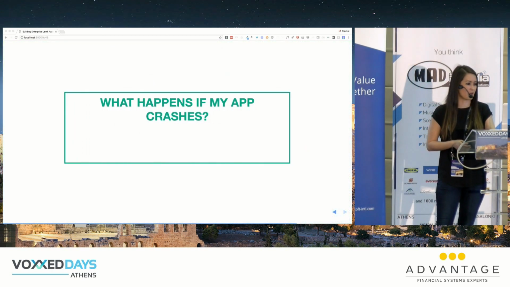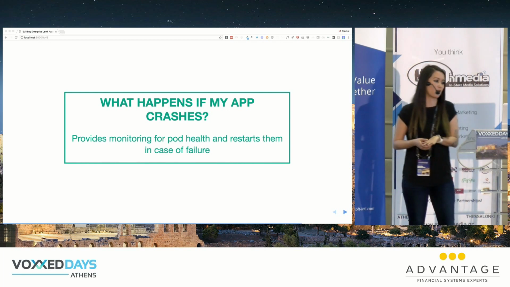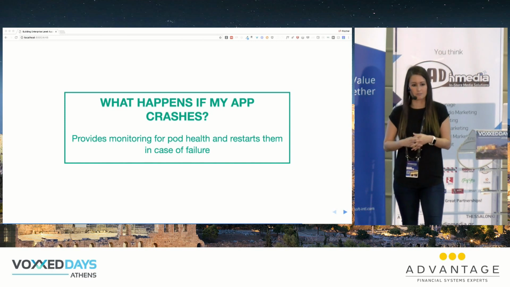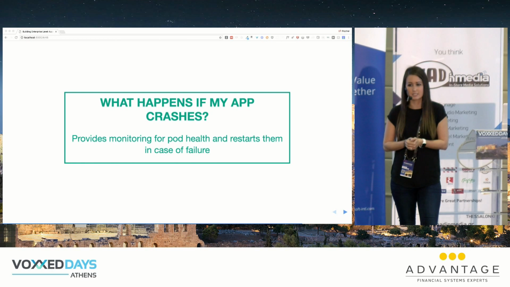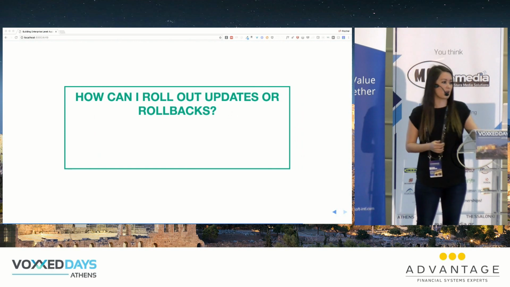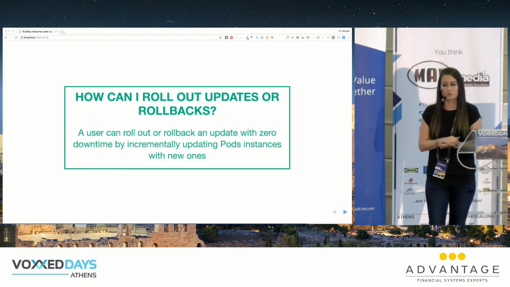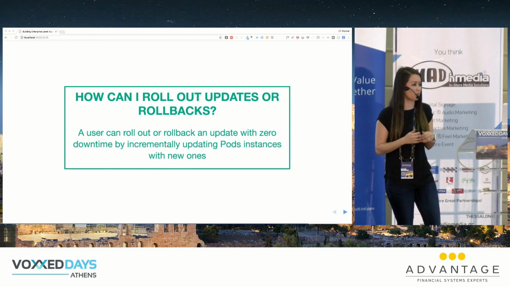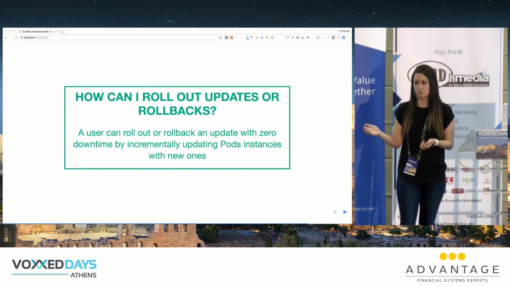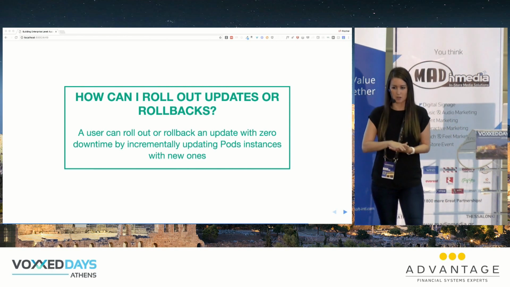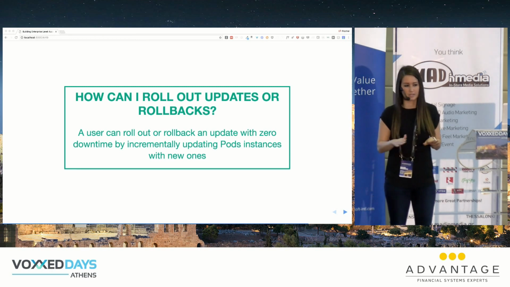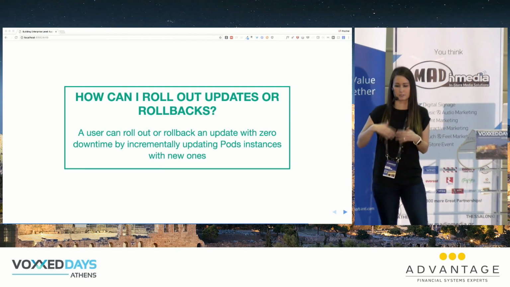So what happens if my app crashes? It provides monitoring for pod health and restarts them in case of failure. So it's always monitoring your pod, and if it fails, it'll automatically restart them, which is really nice, because then you don't have to go in and manually restart them yourselves. And then how can I roll out updates or rollbacks? So you can roll out an update or roll back, and Kubernetes will incrementally update the pods with the new ones. So rather than taking all your pods down and deploying them back out, it will incrementally do it one by one, so then you have no downtime and your user won't notice that you're deploying a new update.